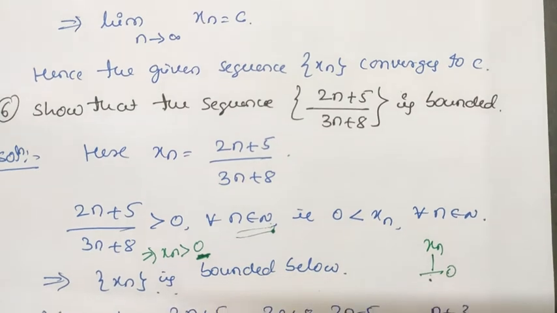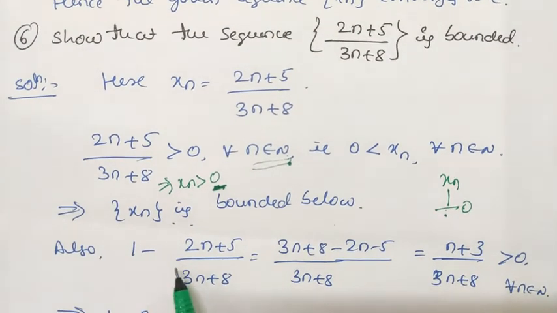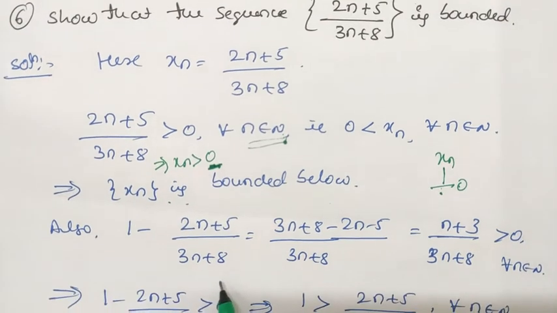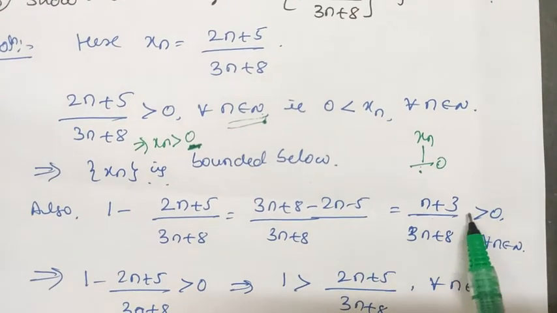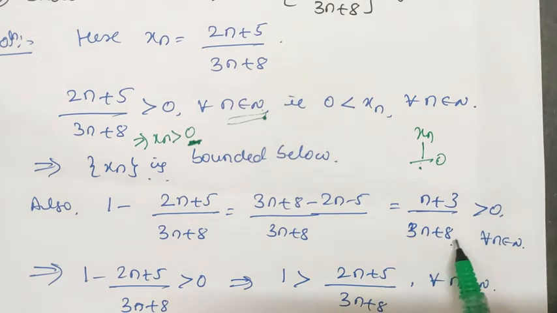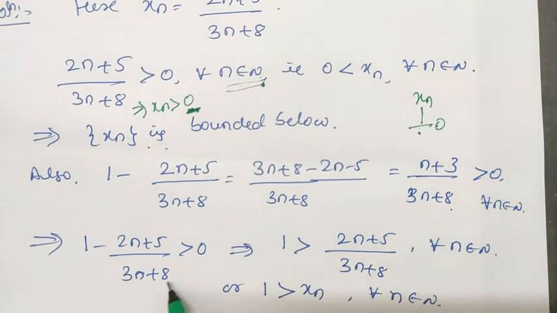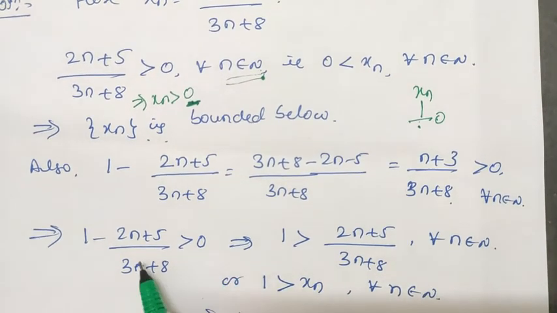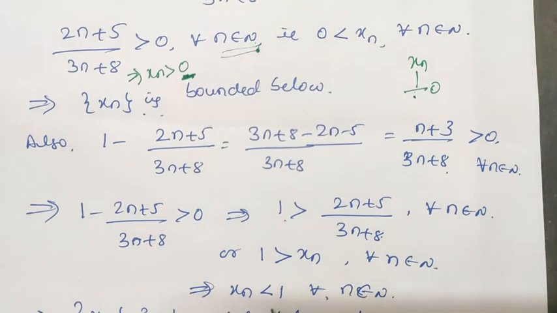So now let us also subtract from 1 and see whether it is positive or negative. We could take any such value, but let us take 1 minus 2n plus 5 divided by 3n plus 8. Take LCM and simplify, you will get n plus 3 divided by 3n plus 8. It is also positive. So this implies 1 minus 2n plus 5 divided by 3n plus 8 is greater than 0. Taking this term to this side, it becomes 1 greater than 2n plus 5 divided by 3n plus 8. So 1 is greater than xn, or xn is less than 1.